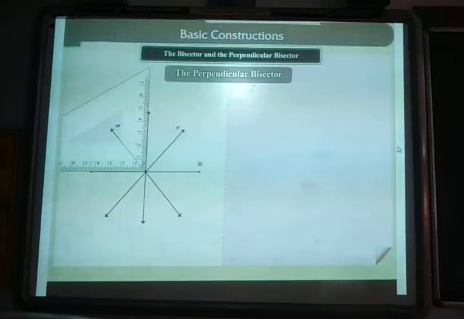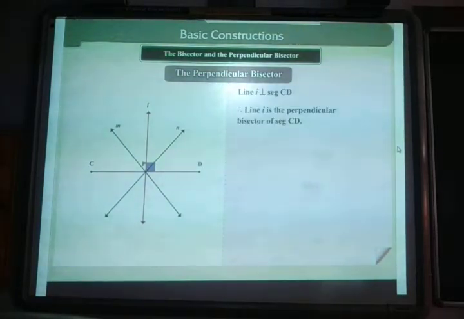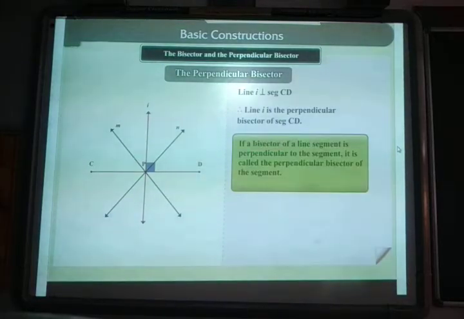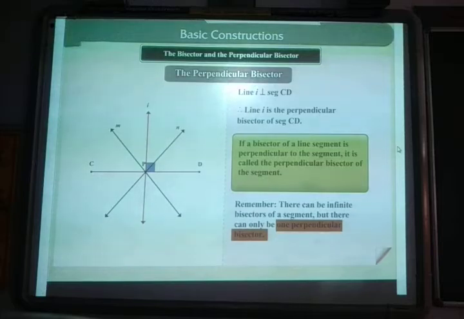Now, use a set square to find out which of the lines are perpendicular to line CD. You will see that only line l is perpendicular to segment CD. Therefore, line l is called the perpendicular bisector of segment CD. If a bisector of a line segment is perpendicular to the segment, it is called the perpendicular bisector of the segment. Remember that there can be infinite bisectors of a segment, but there can only be one perpendicular bisector.